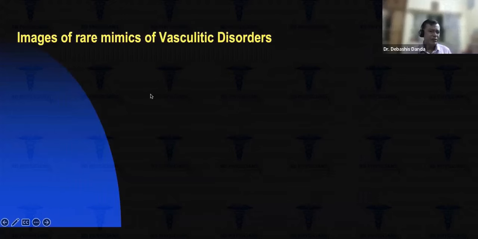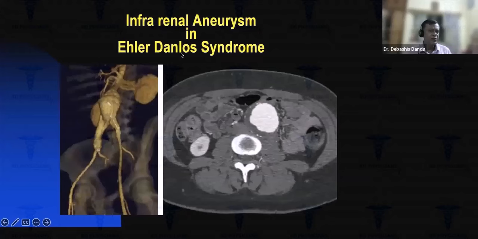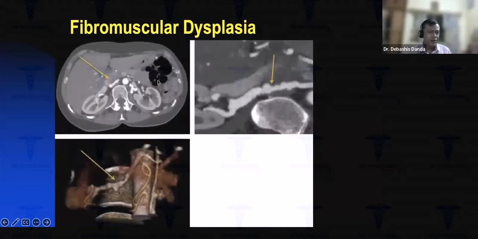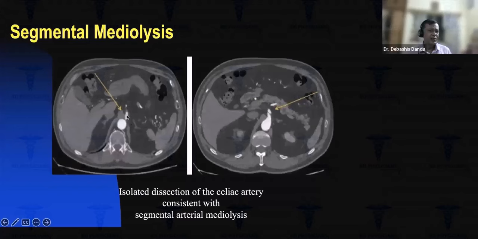The images of some of the rare mimics of vasculitis: I told you Ehlers-Danlos syndrome can also have this type of infrarenal aneurysms. You can see it here. And you can also have fibromuscular dysplasia with beaded appearance here. You can see it much better in the CT angio. The segmental arterial mediolysis, isolated dissection of the celiac artery, which is consistent with segmental arterial mediolysis.